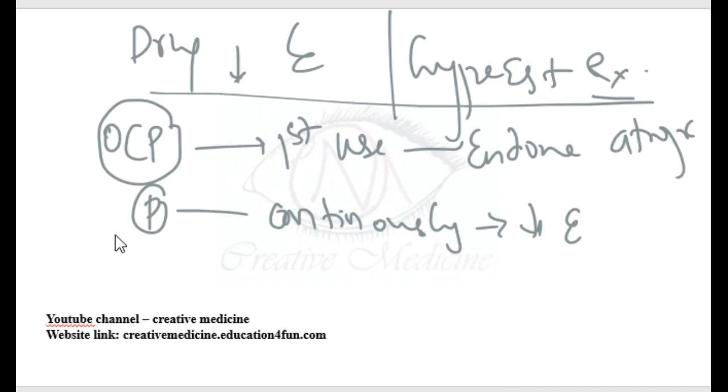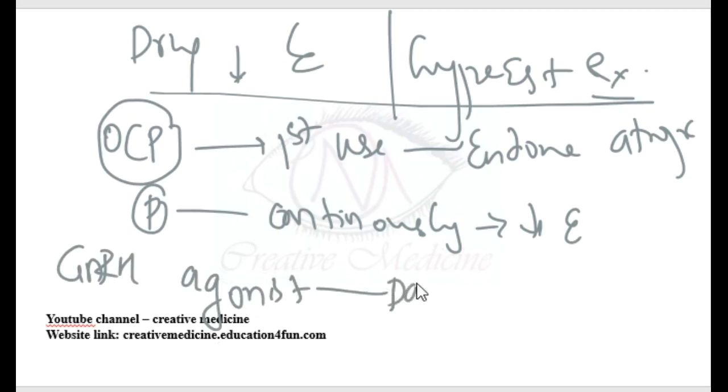Gonadotropin releasing hormone agonist, if given continuously, is the drug of choice and it decreases the estrogen and it is used in the management of hyperestrogenic states. Gonadotropin releasing hormone agonist is the drug of choice, not antagonist, when given continuously.